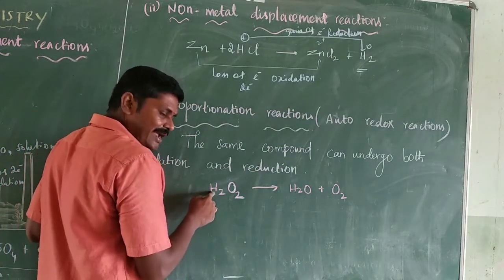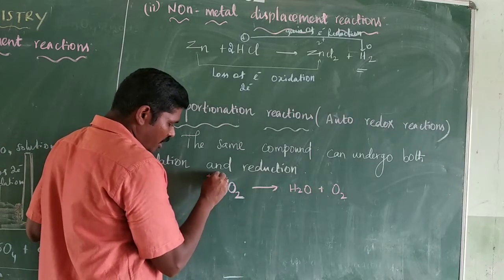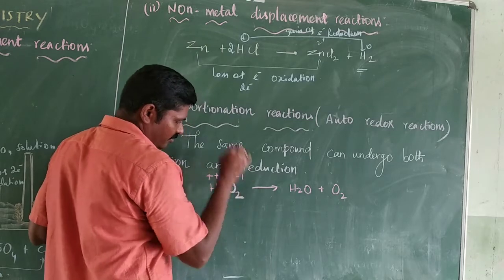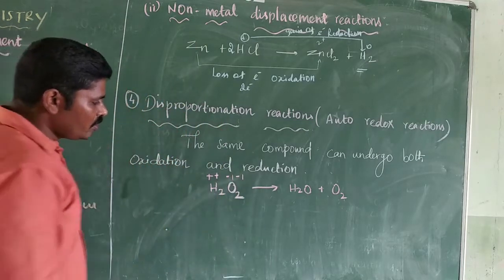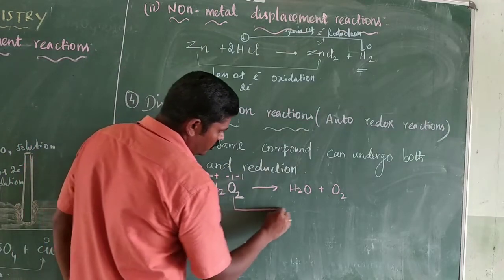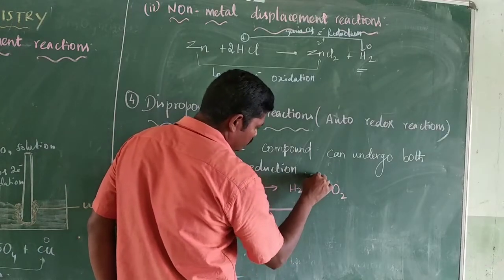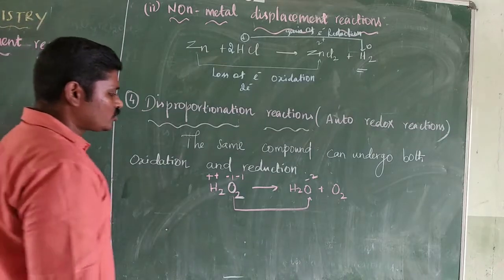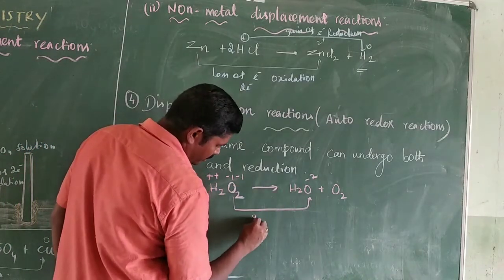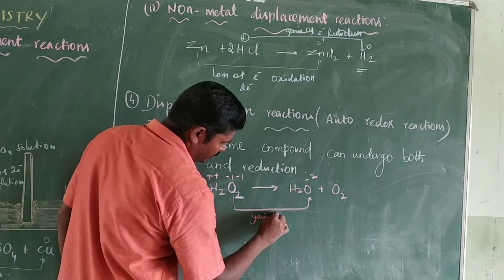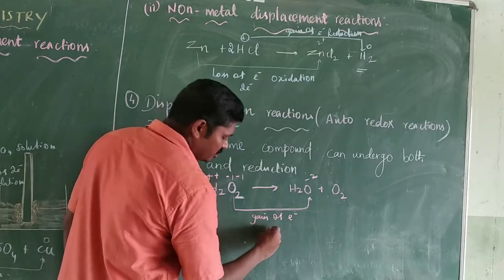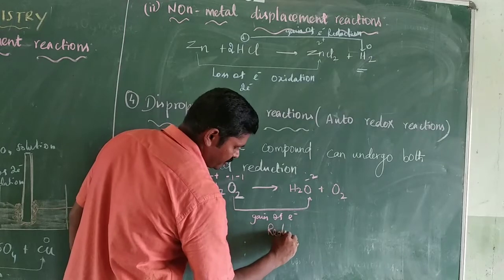Each hydrogen is plus 1. Each oxygen is minus 1. So minus 1 to minus 2 is a gain of 1 electron, which is reduction.